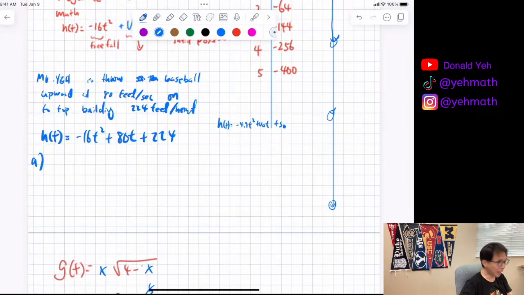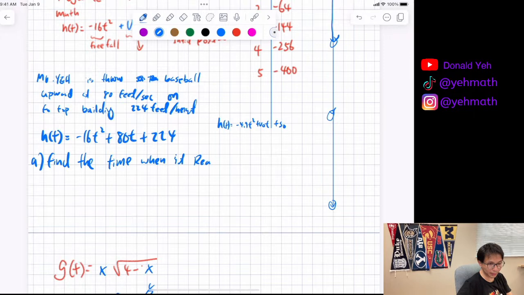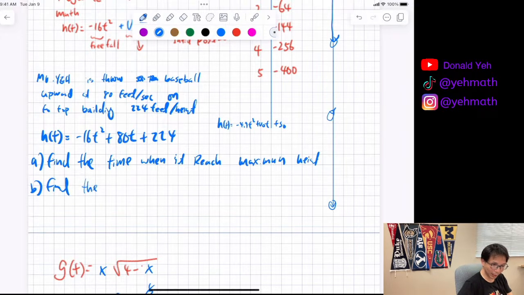The first question I'm going to ask is, find the time when it reaches maximum height. And you're going to get the exact same answer, not a different number. Sorry, reaches maximum height. B, I'm going to say, hey, can you find the maximum height of the baseball?